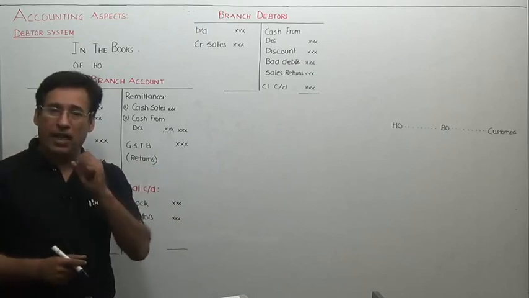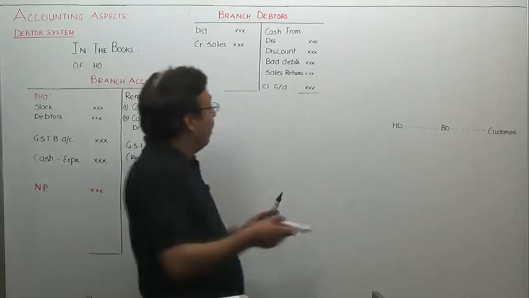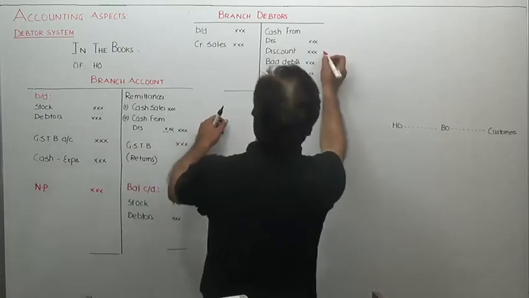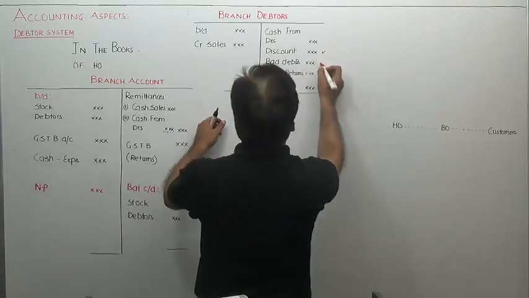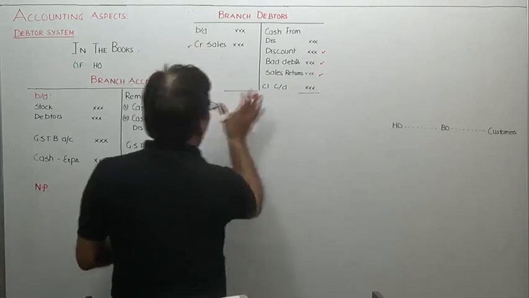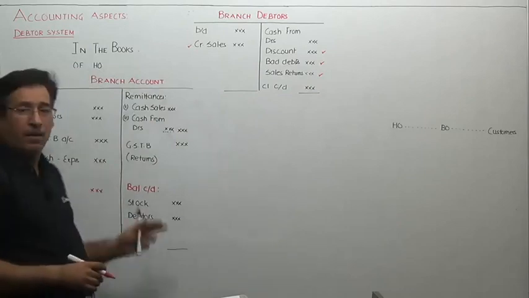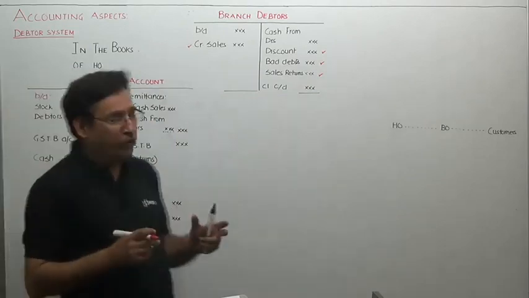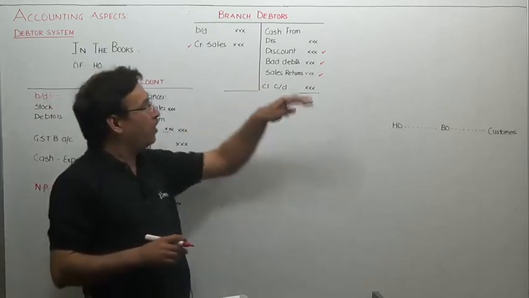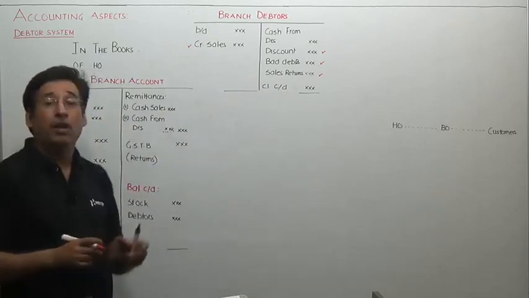My first point is that. Second point is that you must pay attention that when I prepared both these formats, I have written date, discount, bad debts, sales return, credit sales in the branch debtors account, but all these items are missing here. So sometimes we get confused. What is happening? Why are these items appearing only in the branch debtors account and why are these items not appearing in the branch account?